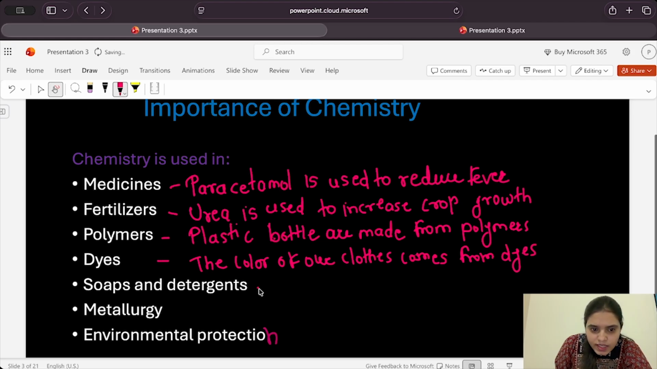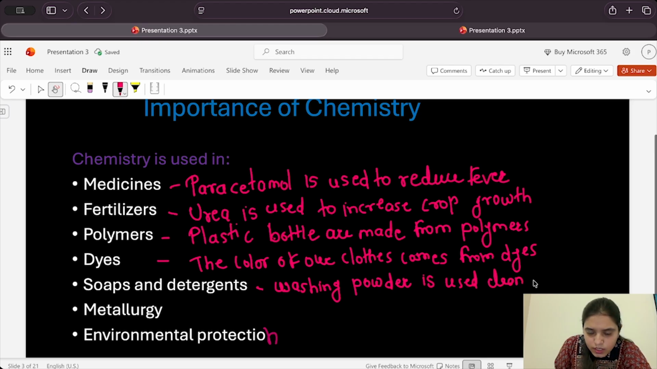Okay, next is detergent and soaps. Have you used detergent in daily life? Yes, definitely we have used it in our daily life, that is washing powder. So washing powder is used to clean clothes, right? So this metallurgy is the next new term for you.